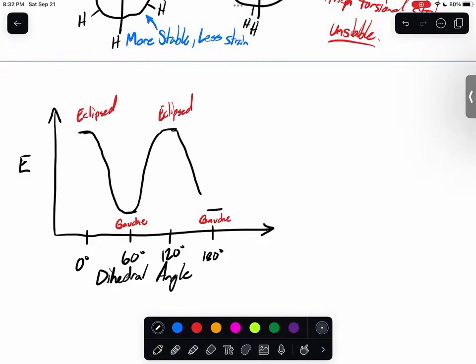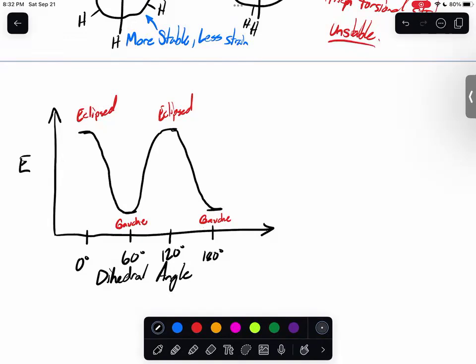It's going to go up and down and up and down, and it's going to keep doing that as we rotate. All right? So, needless to say, eclipsed interactions are much higher in energy than gauche interactions. All right? Now let's start thinking about this in terms of actually calculating energy.